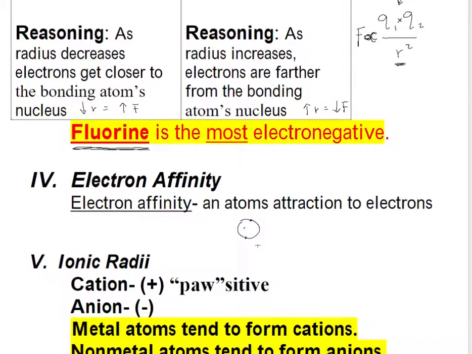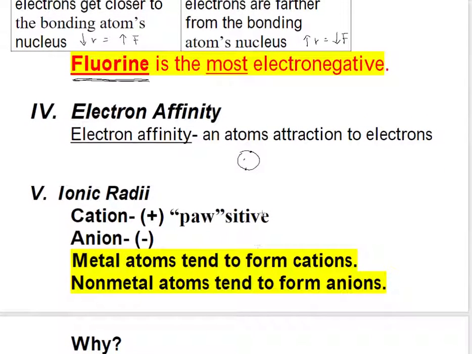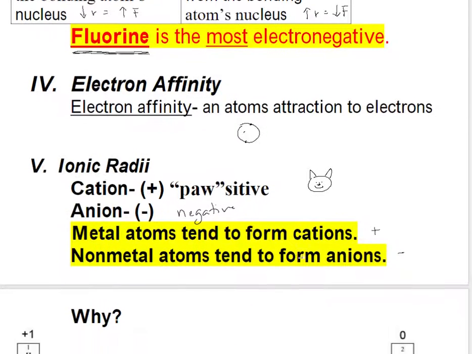For ionic radii, we need to remember that cations are positive. Cations are positive. Let's give them a little positive nose there. Okay. And anions are negative. The metal atoms tend to form cations. They're positive. So all the elements on the left of the periodic table tend to be positive. Nonmetals tend to form anions, which are negative. So the right side of the periodic table tends to form negatives.